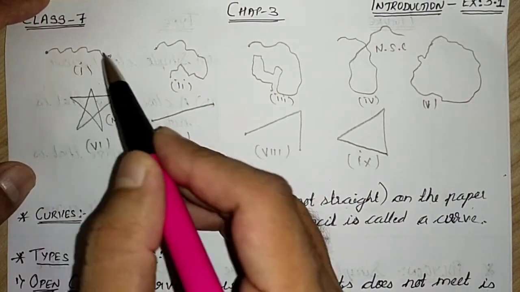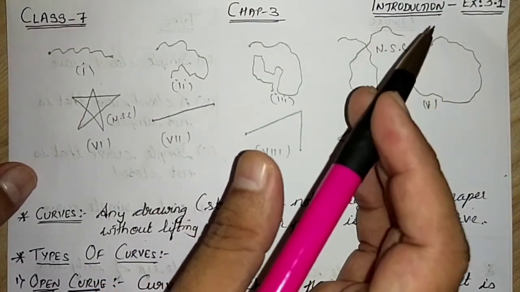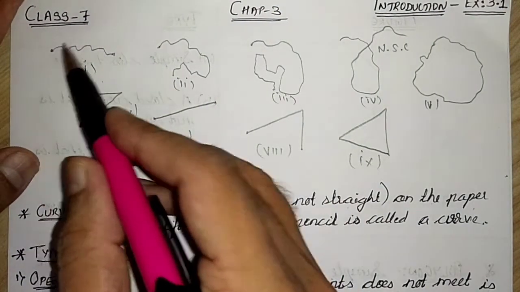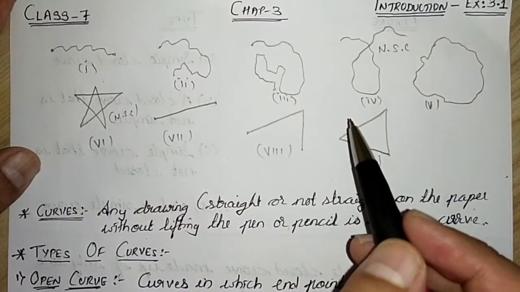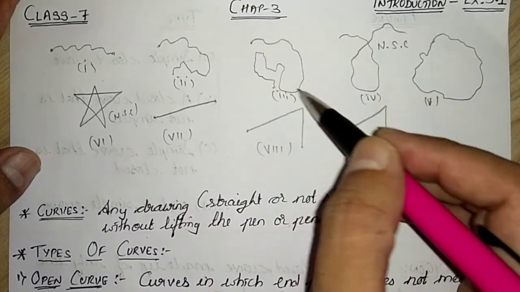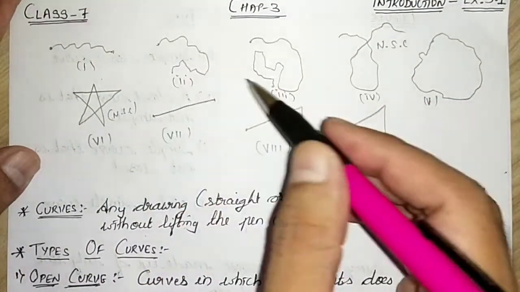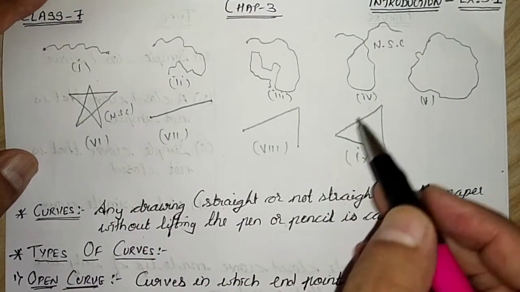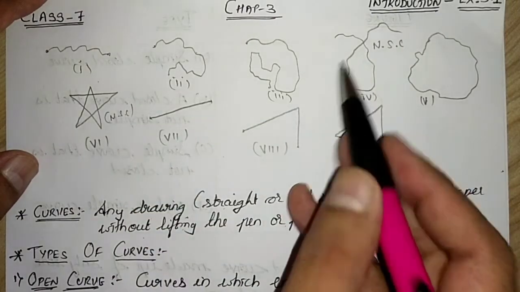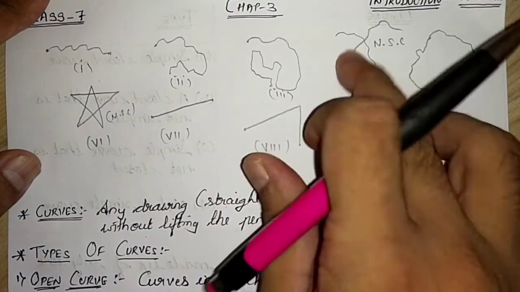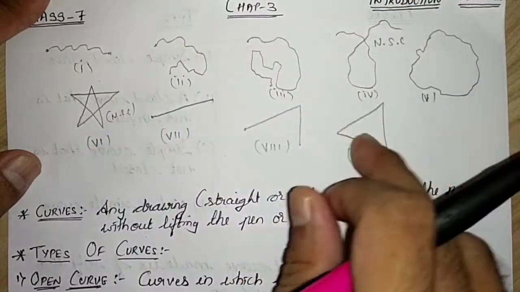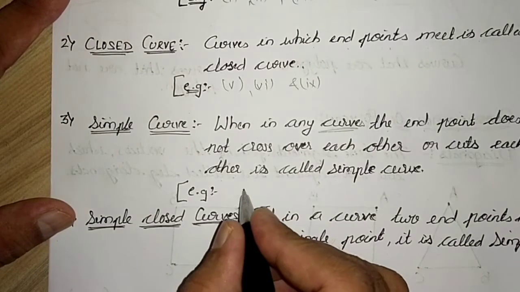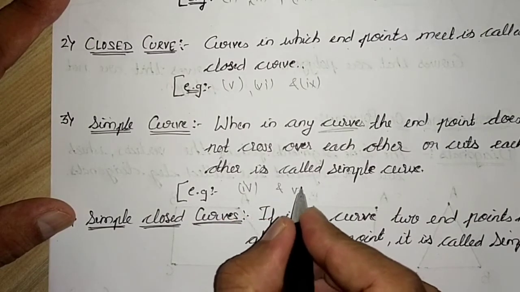Whether the endpoints are meeting or not, it is not the problem. The definition says when in any curve the lines do not cross over. So if it is not crossing over, here we can see 1, 2, 3, 5, 7, 8 and 9 are not crossing over, while in 4th and 6th it is crossing over. So we can say that these are not simple curves. Rest all are simple curves. So the example here is 4 and 6.